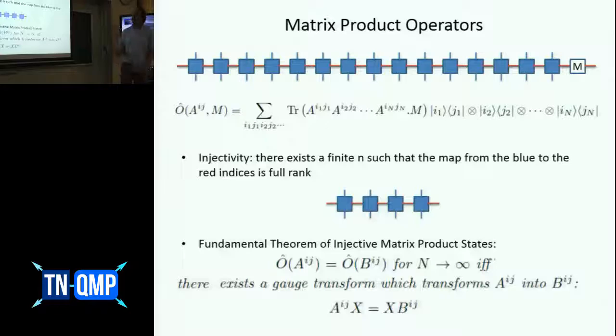Anyway, so again, this is the definition of a matrix product operator. It's just the same definition as I gave before. And now there's an extremely important concept of injectivity that probably you have already heard also in a previous talk.